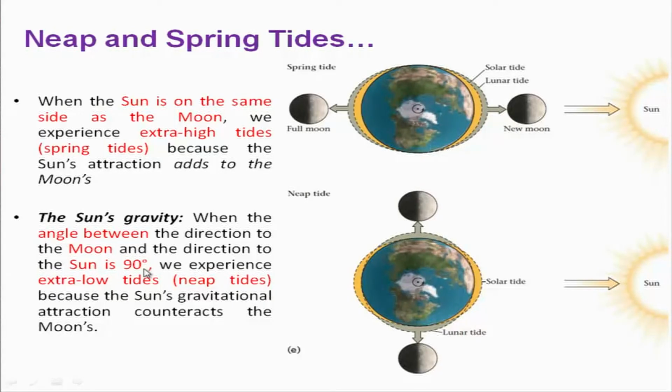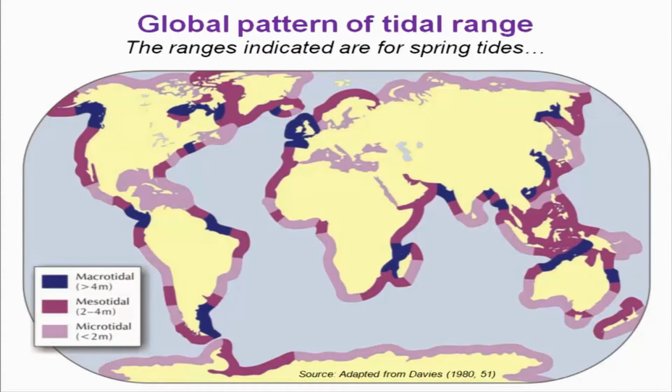when the angle between the direction of the Moon and the direction of the Sun is 90 degrees. So, if the angle is almost 90 degrees, then the relation between these two results in the neap tide, because the Sun's gravitational attraction counteracts the Moon's.